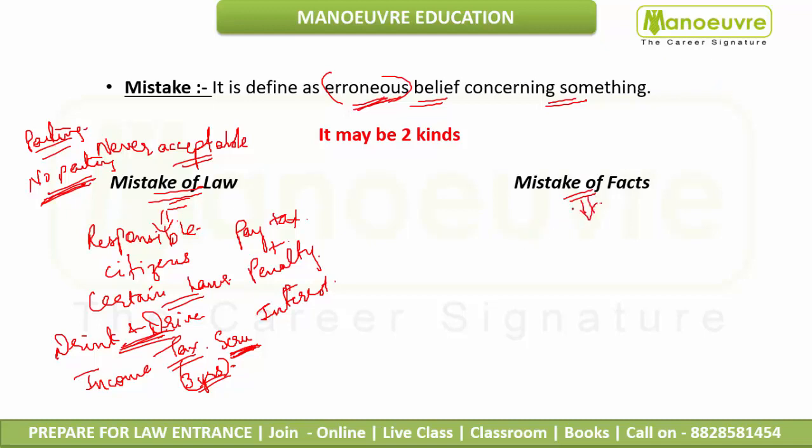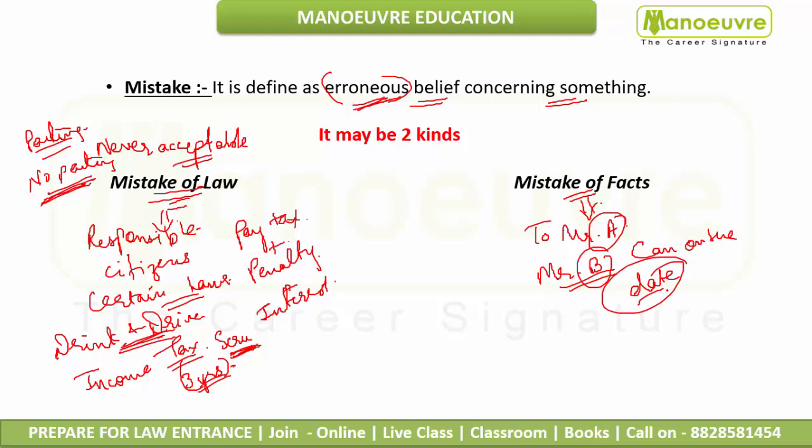For example, say you are planning to get married to a person, say Mr. A, but Mr. B thinks that you have agreed to marry Mr. B. So on the date of marriage, can the marriage actually get solemnized? No. Why? Because there is a mistake of facts. There is a mistake of facts. Certain things that is excusable.